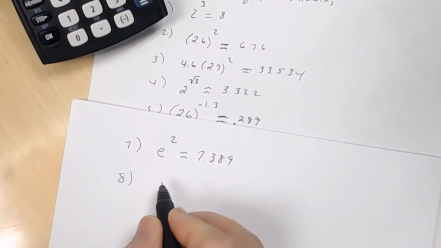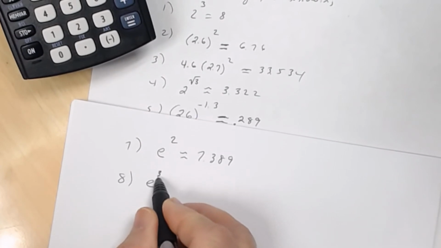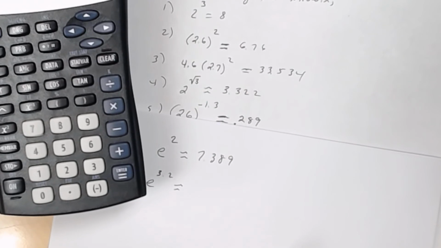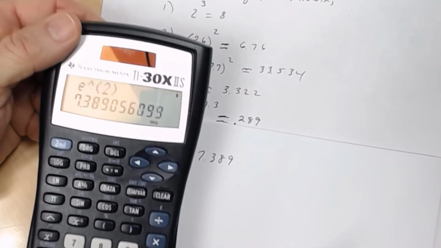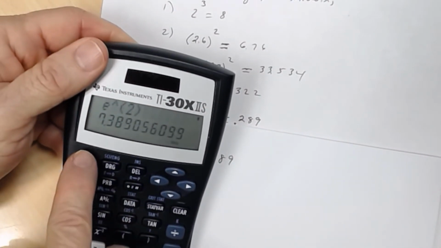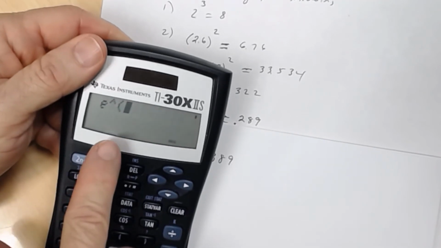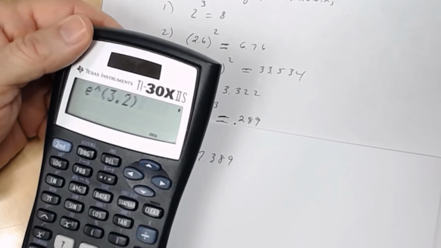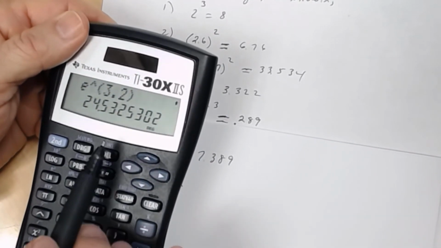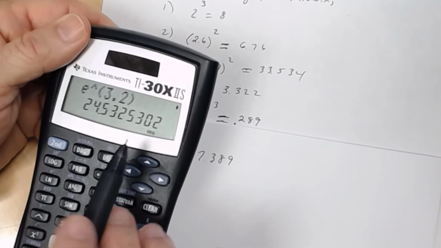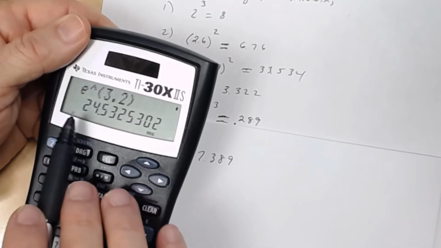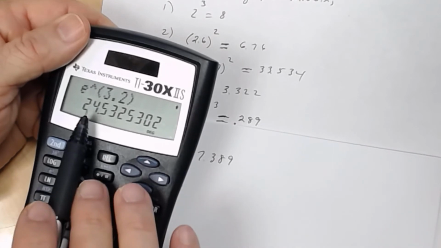Okay, number 8, let's suppose I had e to the 3.2 power. Again, you're going to press second, e, then 3.2, close the parentheses, press equal, and that's 24.533 to the nearest thousandth. Since that's 5 or bigger, 3 becomes 4, so 2 becomes 3, so 24.533.